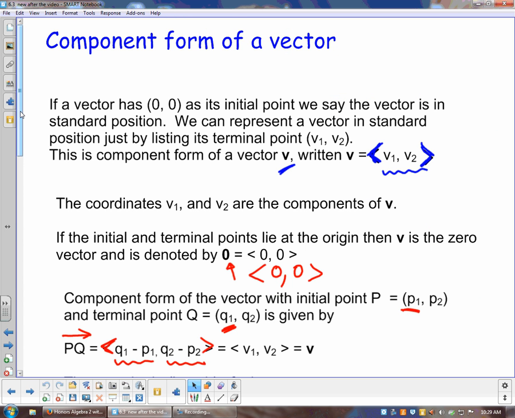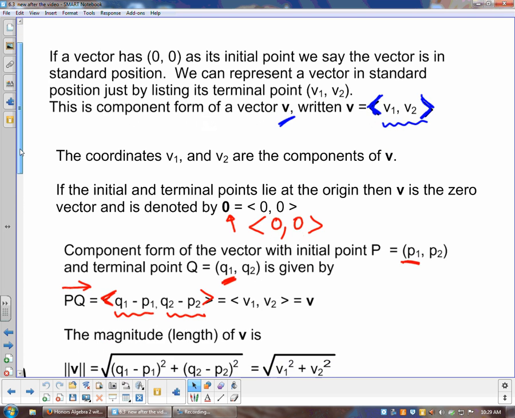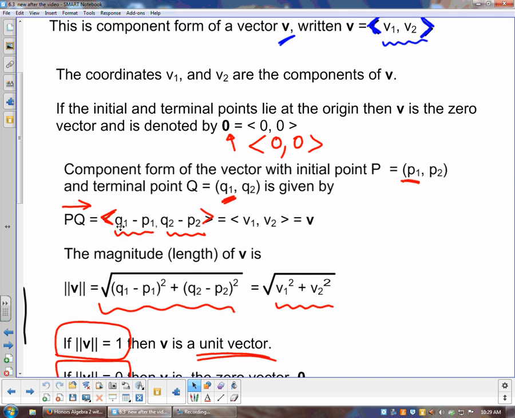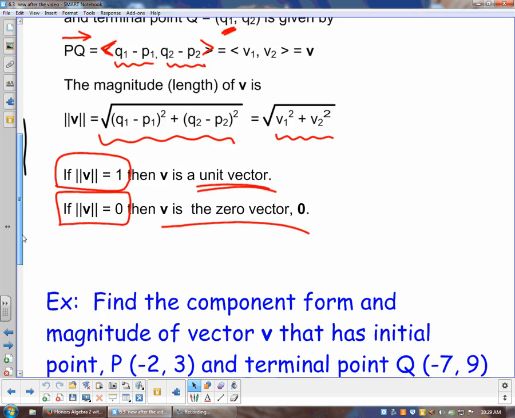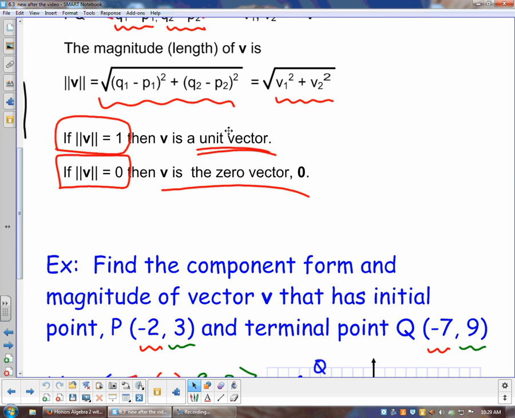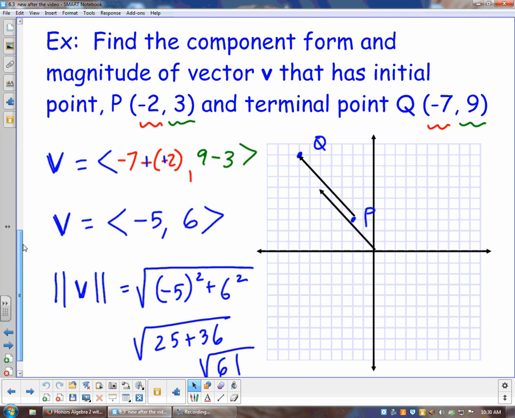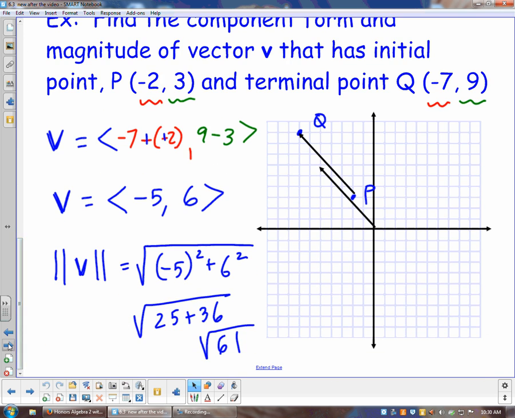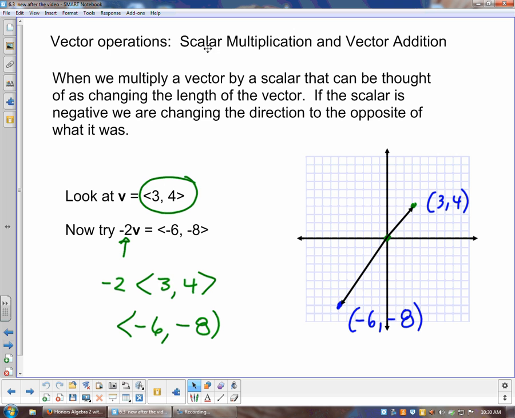You know what component form is, got those component braces, and you know how to find that by taking the difference. You take the terminal point minus the initial, right? Terminal minus initial to get the component form. You know how to find the magnitude, which is the length of the vector, by using the distance formula. And you did some examples of finding the component form. Then you went to scalar multiplication and vector addition.